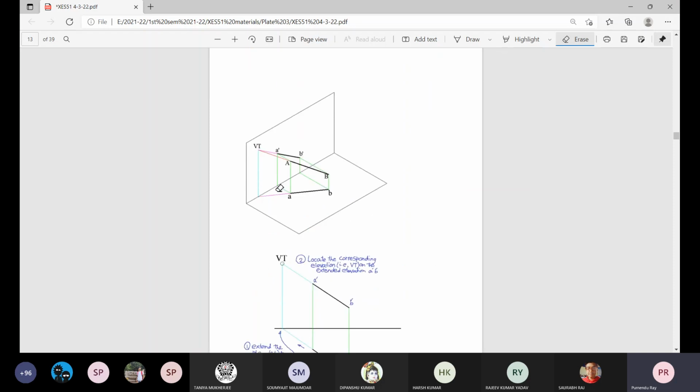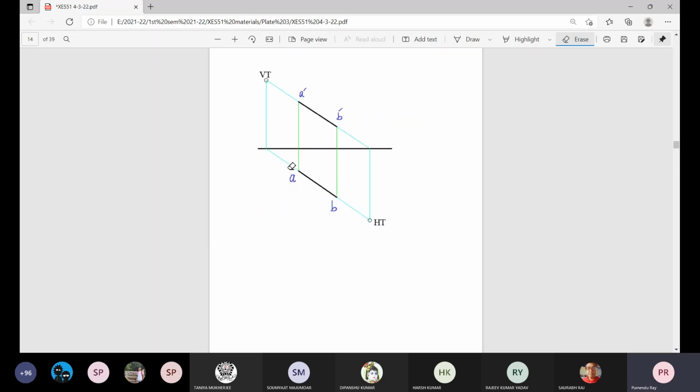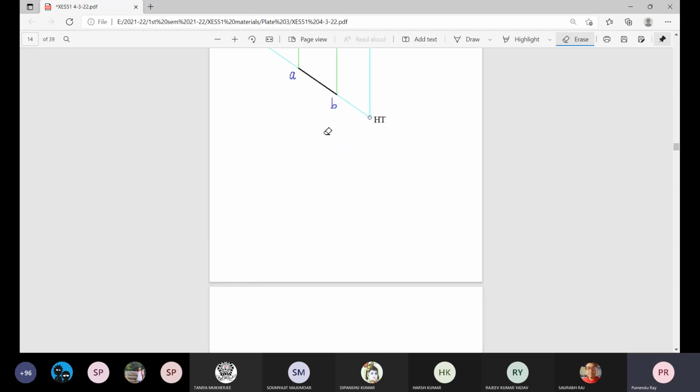So this is the way. Extend it up to the ground line, get the corresponding elevation that is on the vertical projector and on this extended elevation. That's all. Extend the plan up to the ground line, this vertical projector, and this is the extended elevation. Okay, this is some special situation.